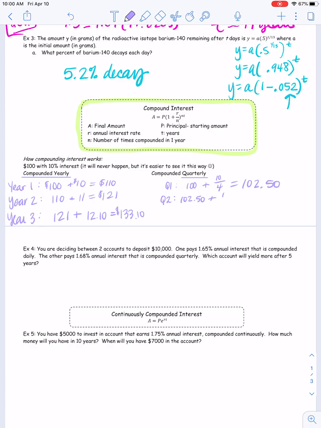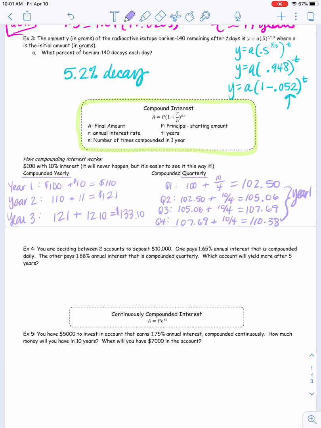$102.50 plus the 10% divided by 4, because I'm only getting another quarter of that. That's going to give me $105.06. So I take that initial amount now with quarter three, $105.06 plus another quarter of my interest is going to give me $107.69. Then I take that initial amount, $107.69, and I get my last quarter of that interest rate, and I get $110.38. This is all in 1 year.